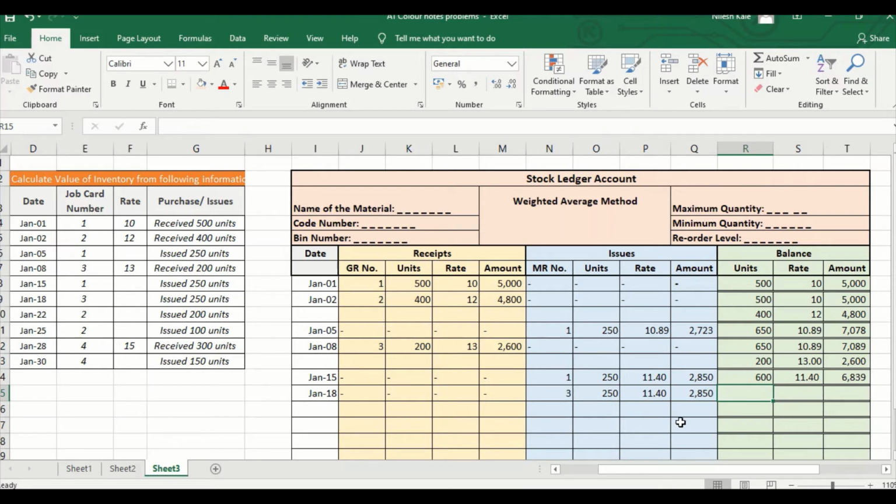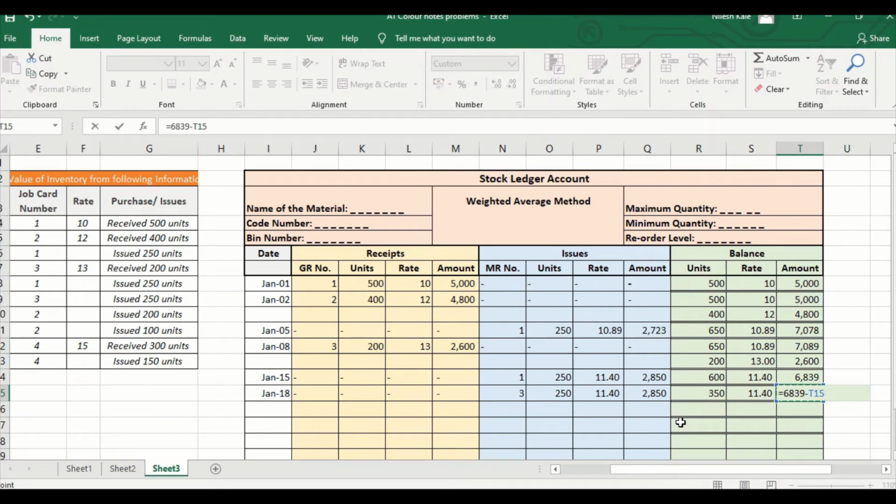Now what is the balance I'm left with? 600 minus 250. What is the price? 11.40. That is already available. Now 6,839, I'm sorry, I said I will not use many cell references. 6,839 minus 2,850. Right? This I'm going to use. Minus 2,850. I'm done.